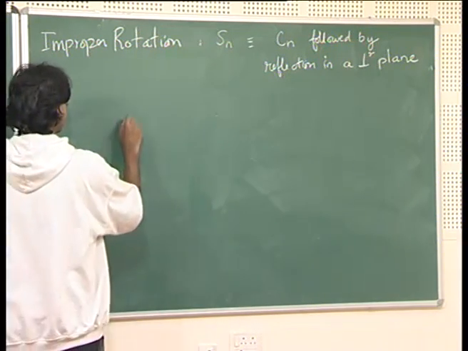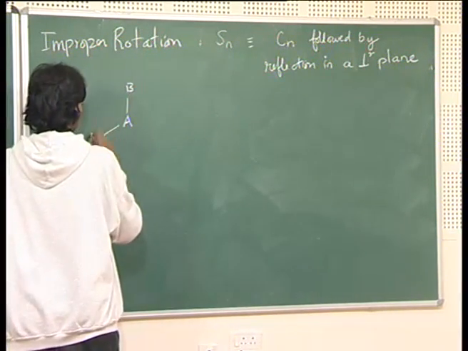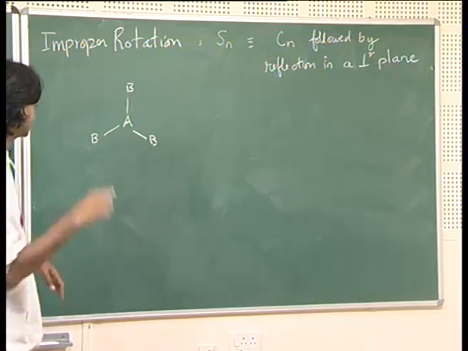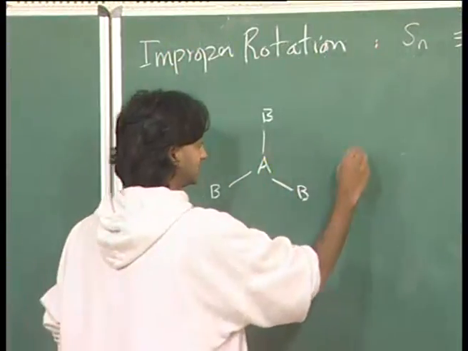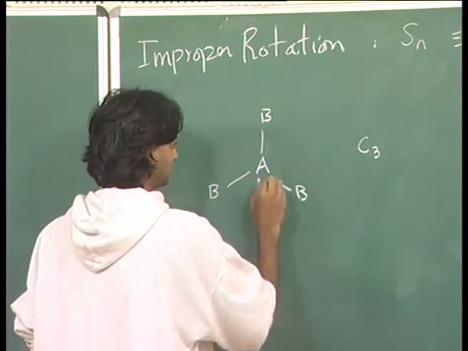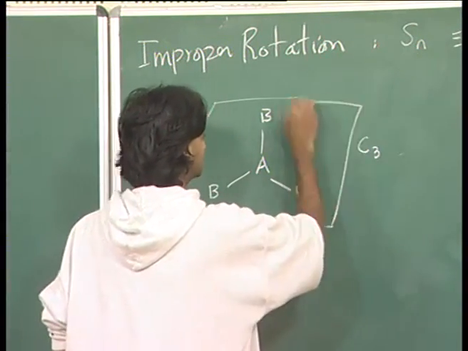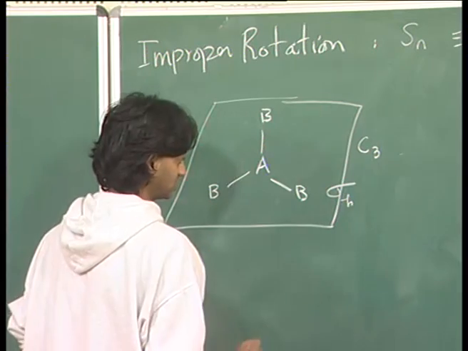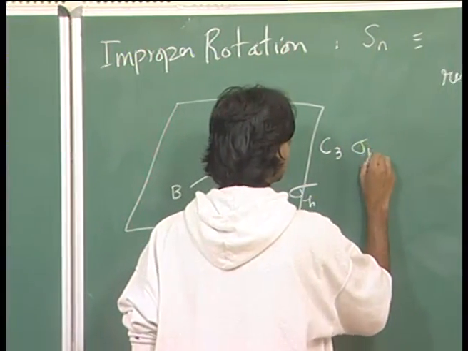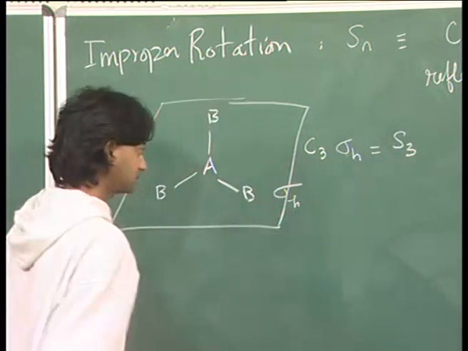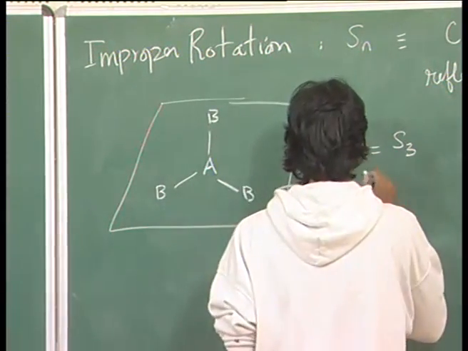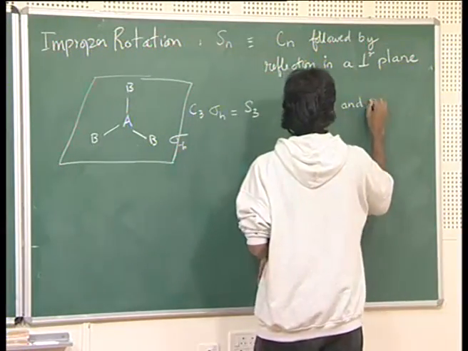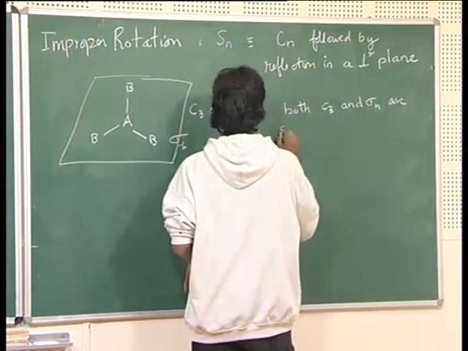Okay, now let's go back to our favorite example, the AB3 molecule. This is a planar AB3 molecule, and you can see this C3 axis. So you have a C3, and since it's a planar molecule, the plane containing AB3 is also an operation of symmetry. So C3 times sigma h equals S3. In this case, both C3 and sigma h are symmetry operations.